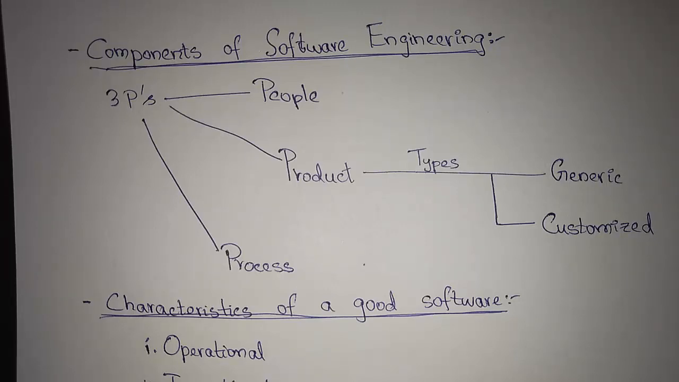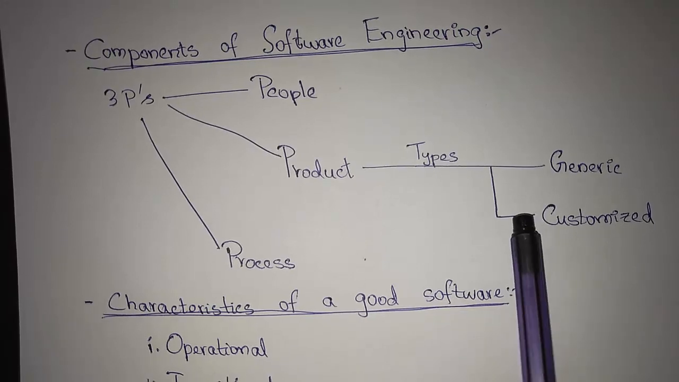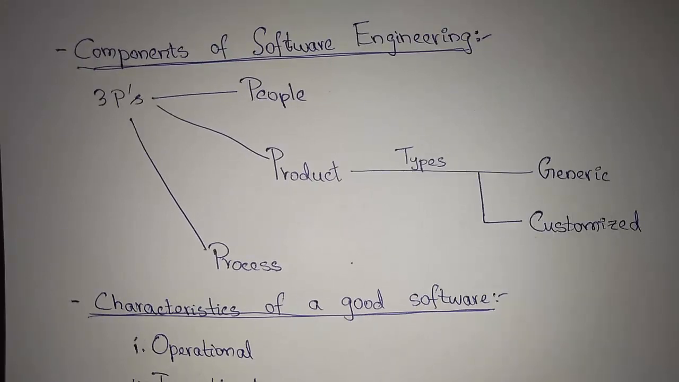And then we have products. We have two main types of products, which are generic and customized, depending on the customer. Generic products are those developed for organizations or any particular enterprise in an open market. Customized products are commissioned by specific customers and developed according to their specific or special needs.